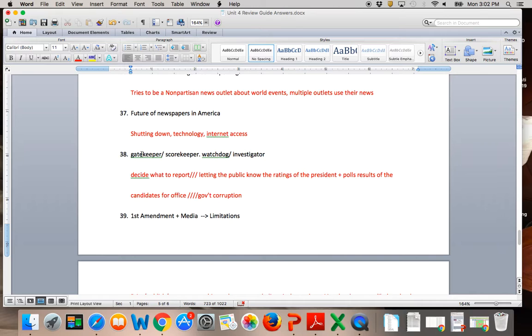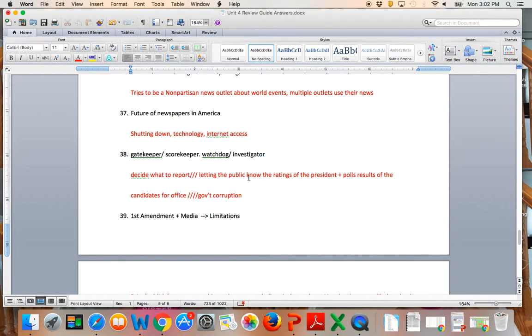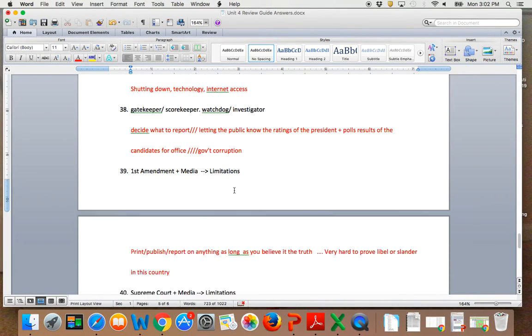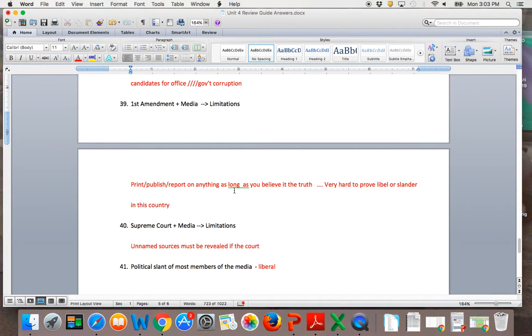Three things here: your gatekeeper, they decide what to report; your scorekeeper, letting the public know how people are doing based on polls or maybe success with Congress; and the last one, the watchdog, looking over scandals, investigating these individuals, trying to prevent government corruption.